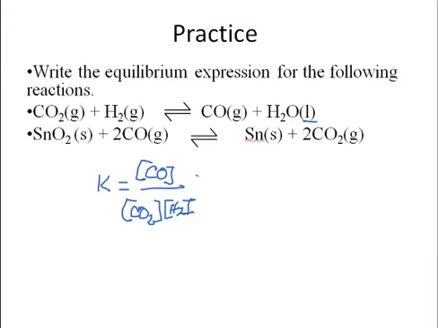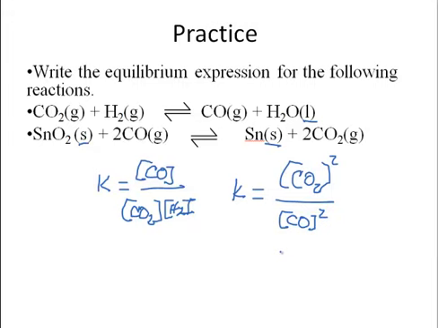Now, if we were doing the next one, look at this. We've got a solid on the reactant side and a solid on the product side. So the K for that reaction is simply CO2 squared over CO squared. And so there you have it. Pretty straightforward, right? So that's heterogeneous equilibrium.